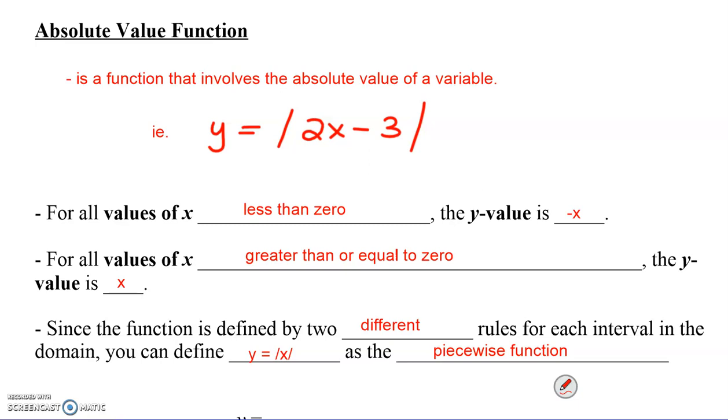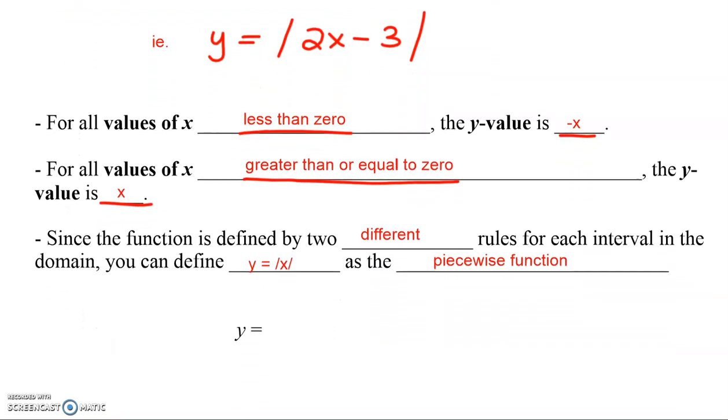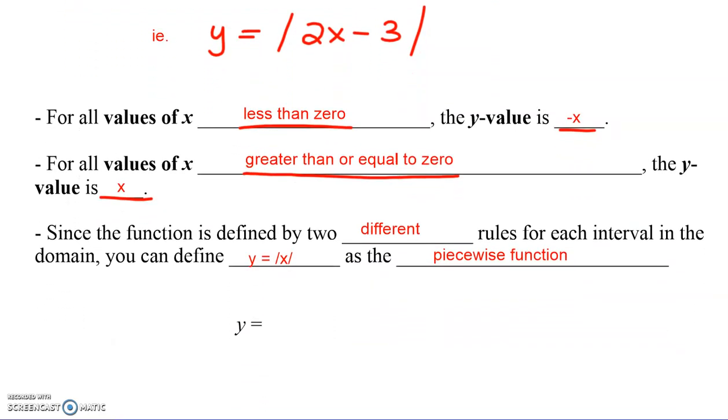For all values of x less than 0, the y value is negative x. So remember we talked about how the negative actually makes the other negative positive. And for all values of x greater than or equal to 0, the y value is just regular x. So since this function is defined by two different rules for each interval in the domain, you can define y equals the absolute value of x as this piecewise function.